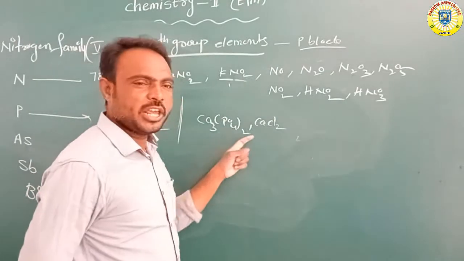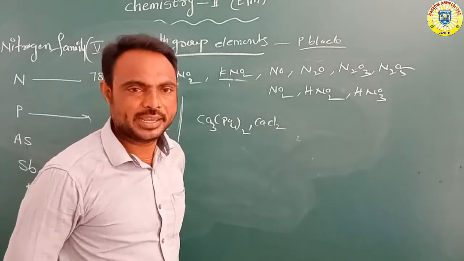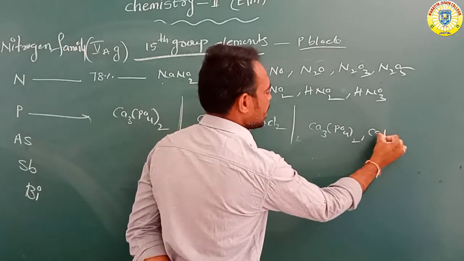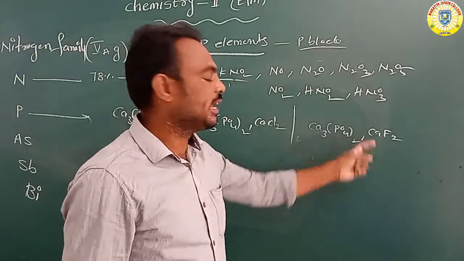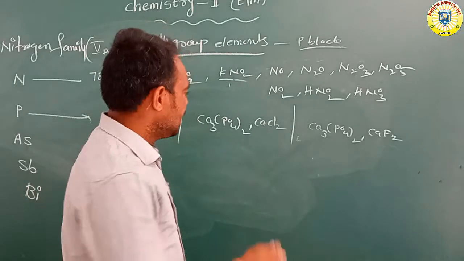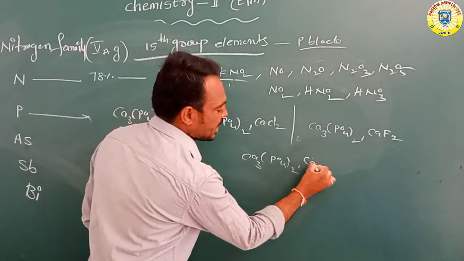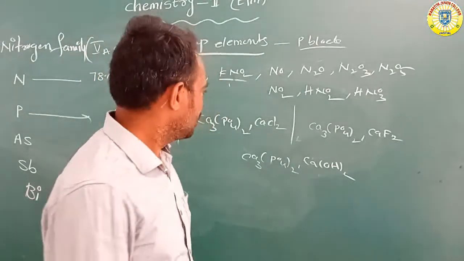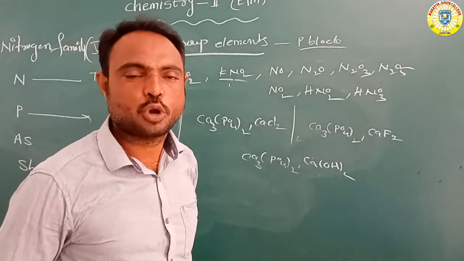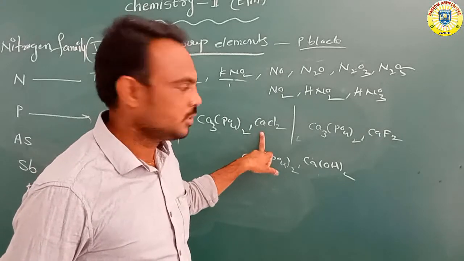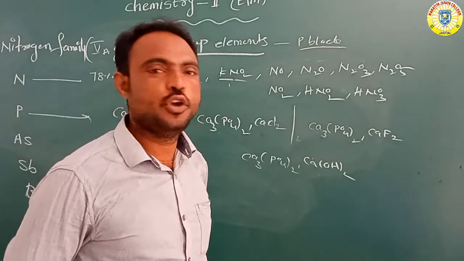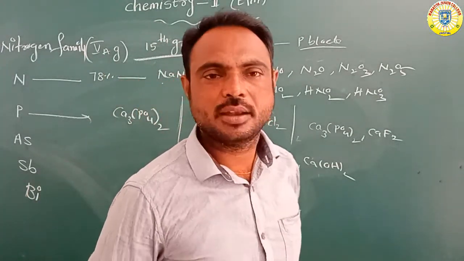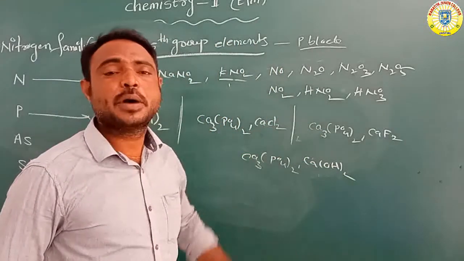Calcium chloride. The combination of calcium phosphate and calcium chloride is called chlorapatite, the combination of calcium phosphate and calcium fluoride is called fluorapatite, and the combination of calcium phosphate and calcium hydroxide is called hydroxyapatite. There are a number of phosphorus compounds.